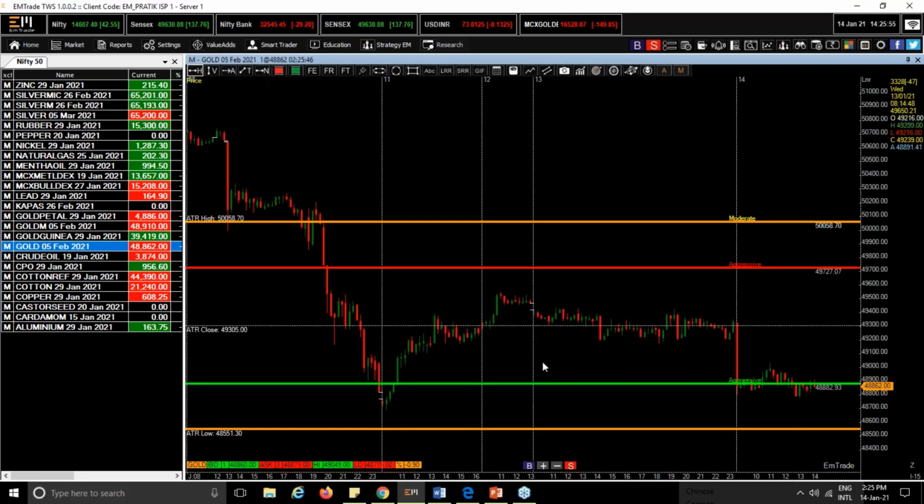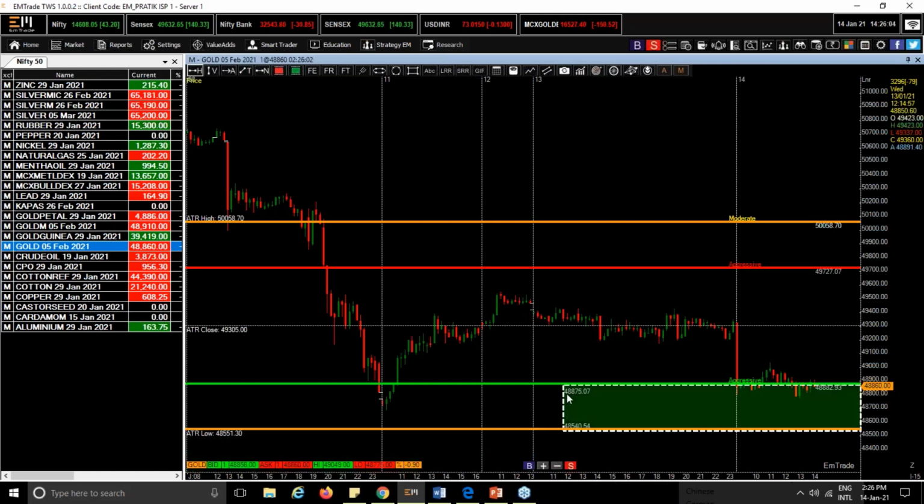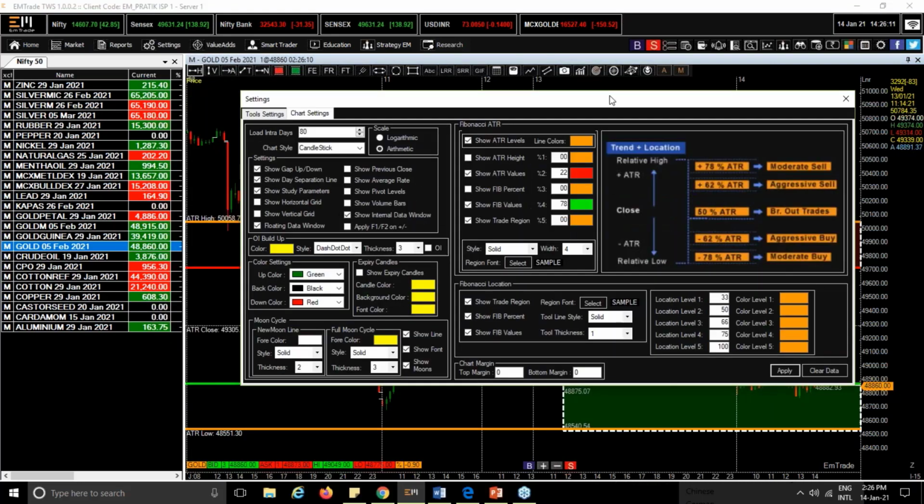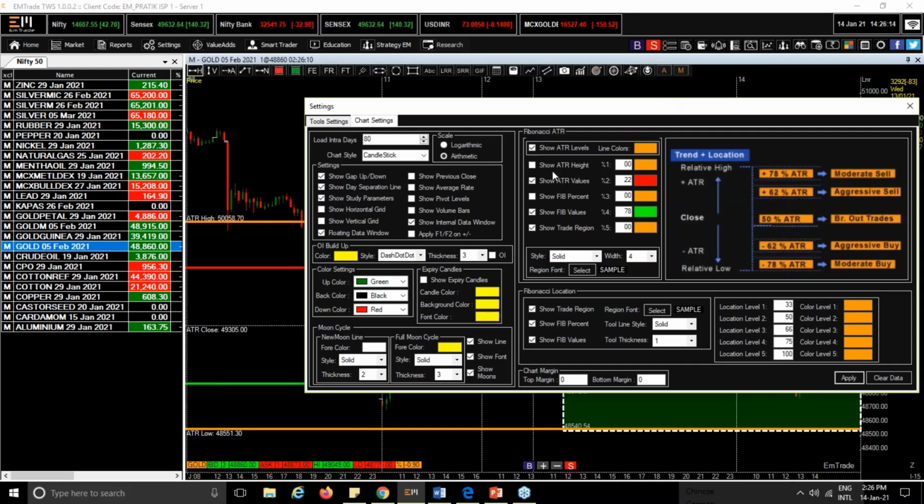So under this calculation, the last two lines, the green ones, act as your support lines, and the above two lines act as your resistance lines. So how do these four lines come? Right click on your screen, go to the chart setting. Under the chart setting, you have the option Fibonacci ATR and you have to choose these four lines. Yes, Tiger, it's just like your pivot levels.